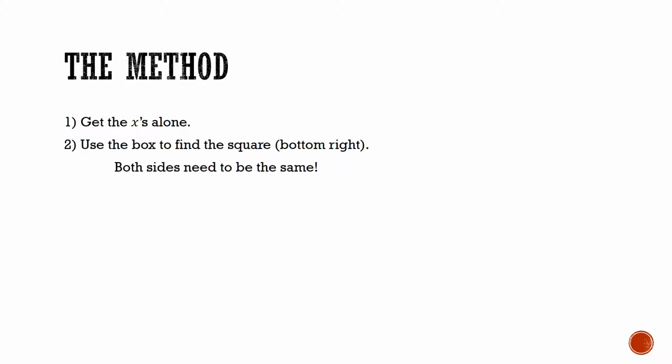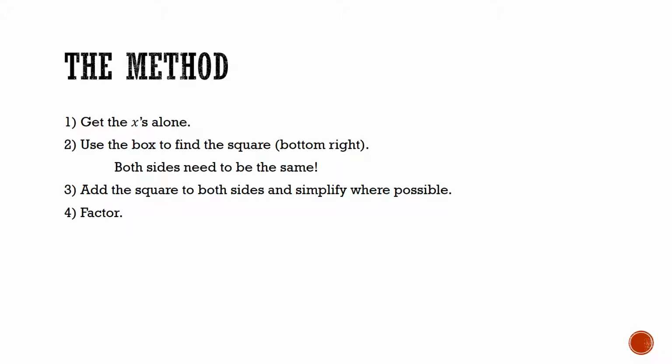Now when you make this box, like the rectangle diagram, both sides have to be the same, like x plus 5, x plus 5, x minus 12, x minus 12. That's a huge part. Then you add the square to both sides and simplify where possible. Then you factor. Then you solve by taking the square root or by getting y alone, depending on the type of problem. If you're taking the square root, that means you're solving. If you're getting the y alone, it means you're transforming the form from general to vertex.